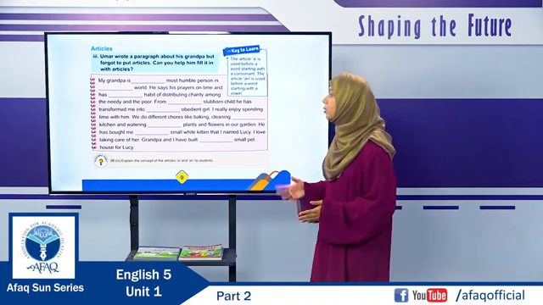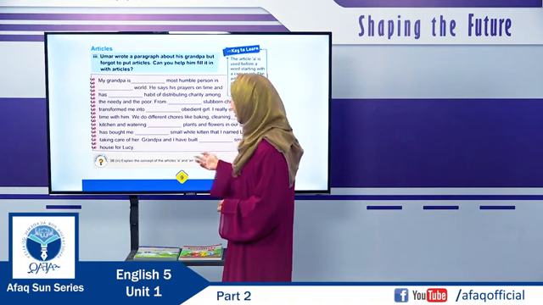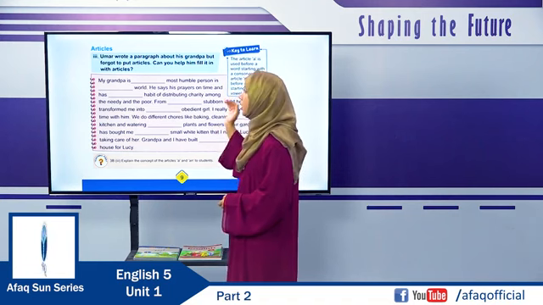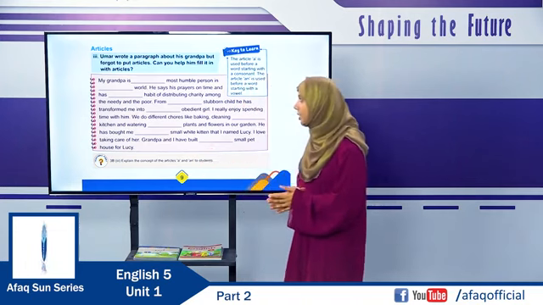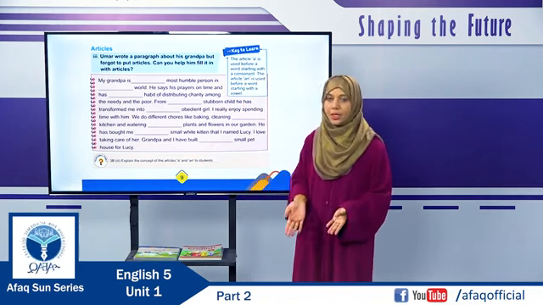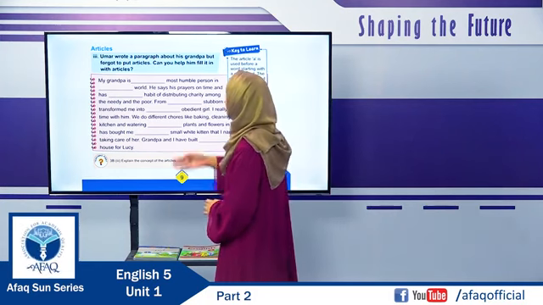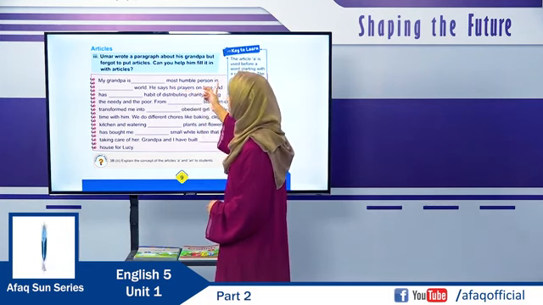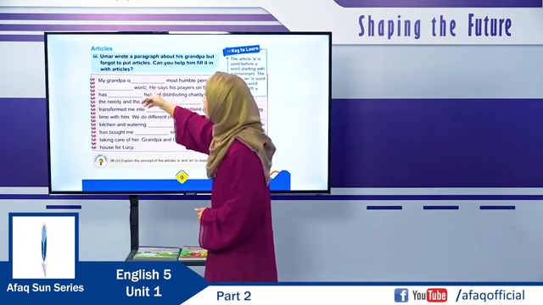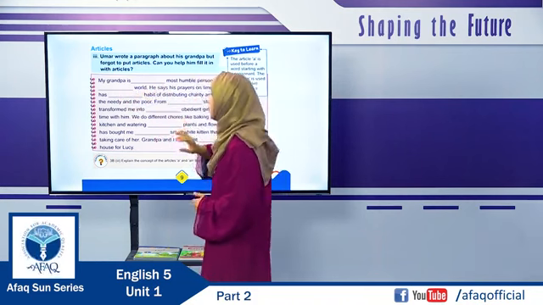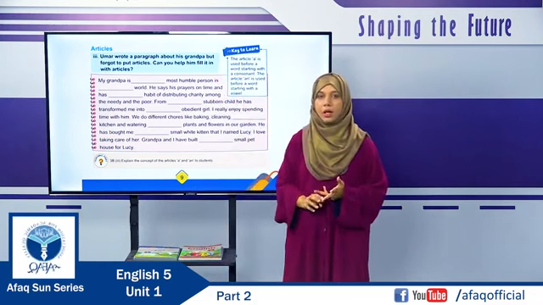Okay, so Umar has now put blanks here in this paragraph and now we have to write those articles that are missing in this paragraph. Let's read the paragraph and write the articles. My grandpa is most humble person in world. Okay, so two articles are missing here. Can you tell me which article will come here? The, a or an?